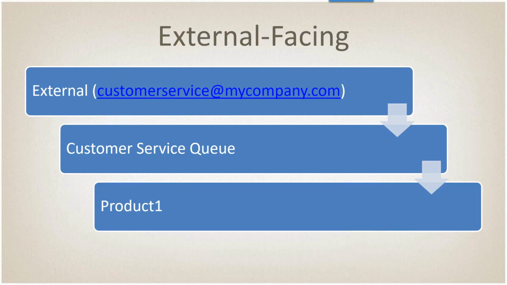So here's an example. We have an external facing email address, customer service at mycompany.com, which gets forwarded into the customer service queue, and then somebody looks at it and routes it manually to a product queue. We can also do this with case routing rules that we'll talk about in a minute. So again, the idea here is we want to have as much happen automatically as possible so that people don't have to do a lot of manual labor. The less manual labor, the faster everything flows, as you can probably imagine.